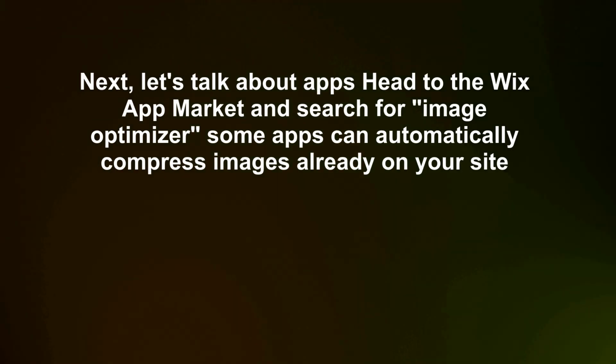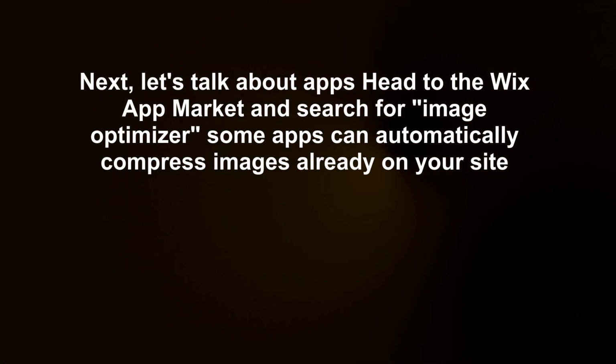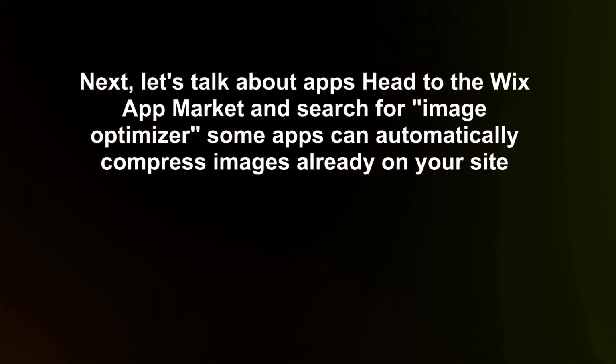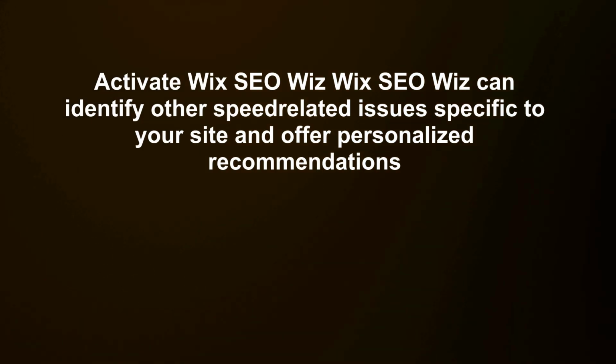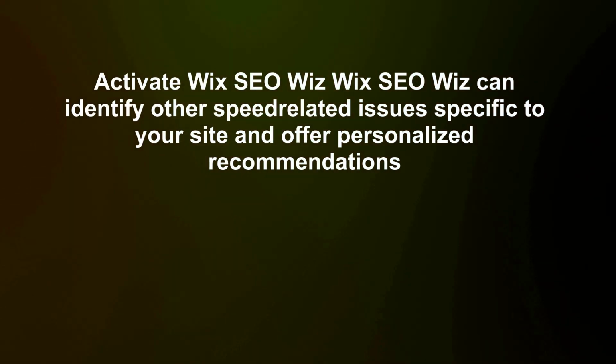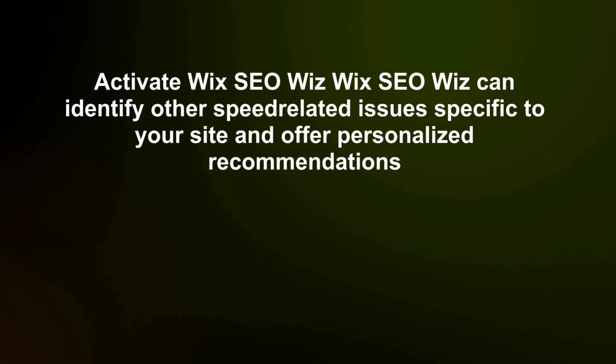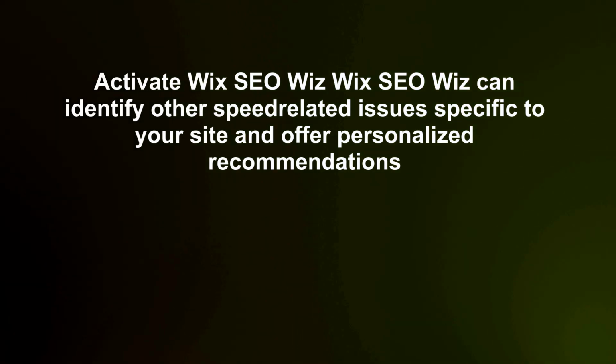Next, let's talk about apps. Head to the Wix App Market and search for Image Optimizer. Some apps can automatically compress images already on your site. Activate Wix SEO Wiz. Wix SEO Wiz can identify other speed-related issues specific to your site and offer personalized recommendations.